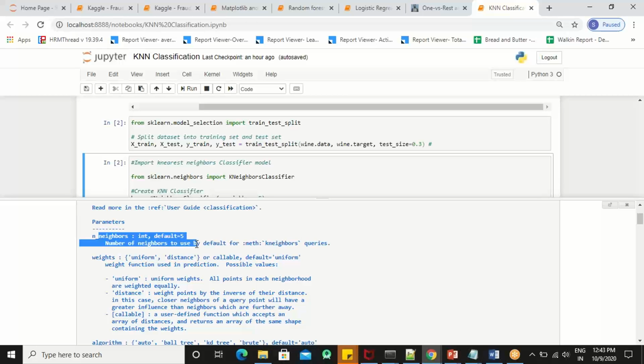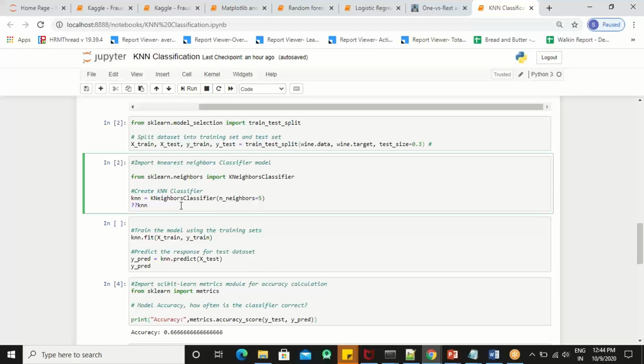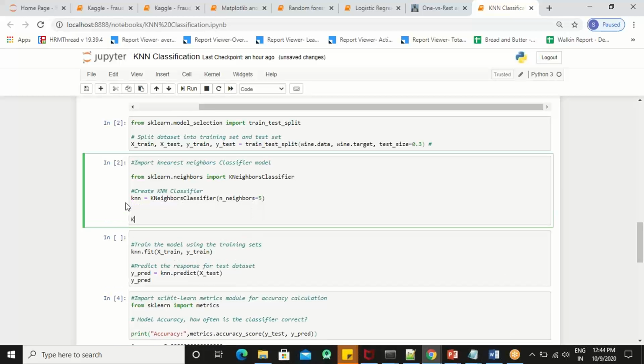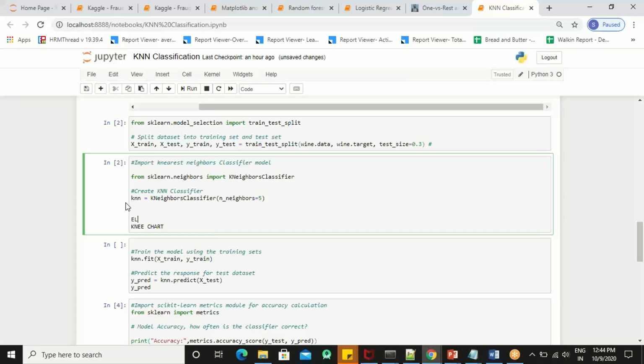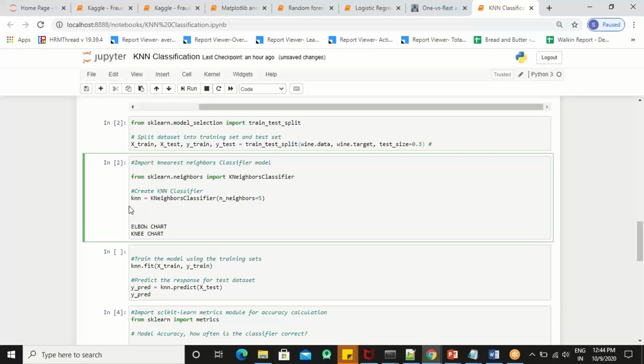Okay, but the point is, yeah, Anam, K needs to be odd always, because if it's even, there are certain problems that you fall into. You won't be able to predict the actual value sometimes. So that's the point. Other than elbow, there is one more chart which is known as the knee chart. Okay, so there are two charts, guys: elbow chart and the knee chart. Okay, so what is the difference?